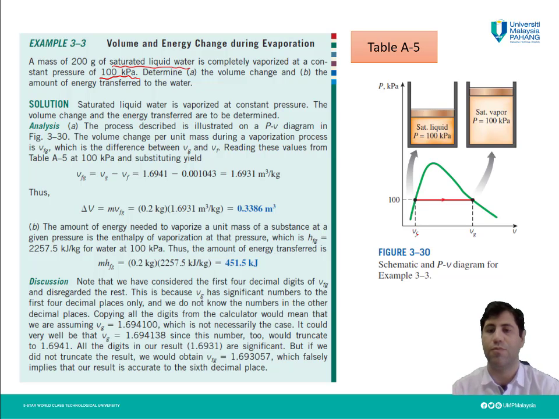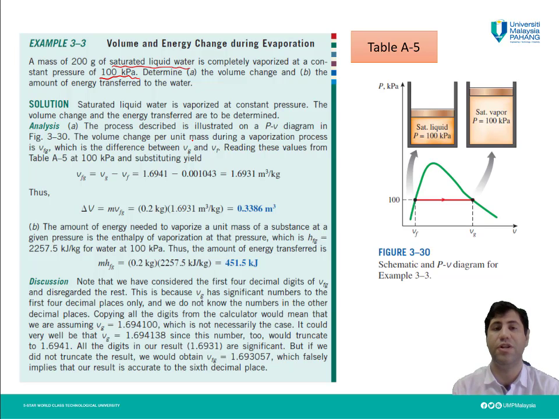During that, Vf will change to Vg. So initially we have saturated liquid at 100 kilopascal, and at the end of the process we will have saturated vapor again at 100 kilopascal. Let's see how we can find the volume change and the amount of energy we should transfer to the water. Here saturated liquid water is vaporized at a constant pressure. The volume change and energy are required to be determined. The process in part A, which is described by the question, is shown in the figure.